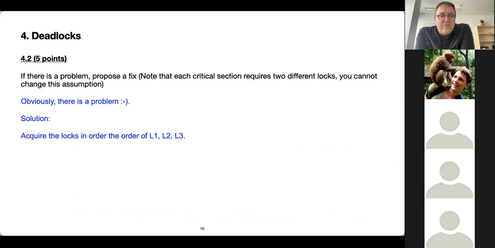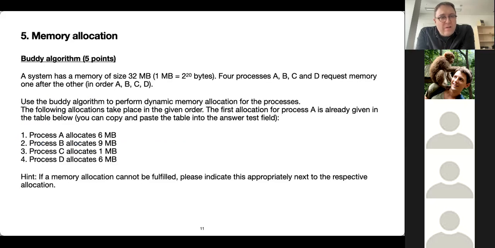So the second part of the question was, if there is a problem, propose a fix. Well, obviously that gave a hint that there should be a problem because otherwise you would get 5 points for free. And the solution for this would be, for example, to acquire locks in the same order, for example, L1, L2, L3, and then it should work. Right. What else did we have?